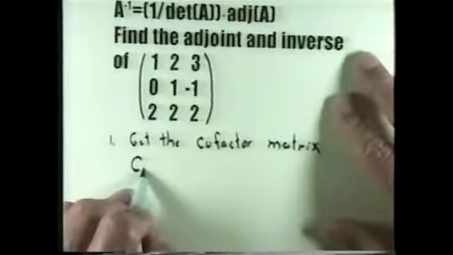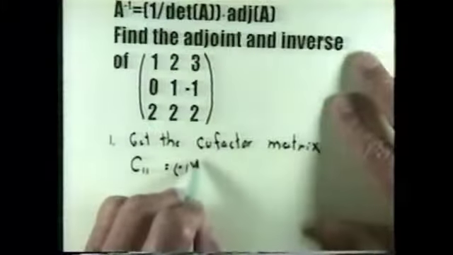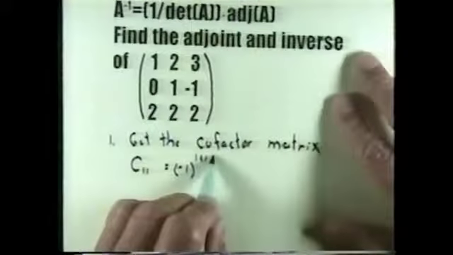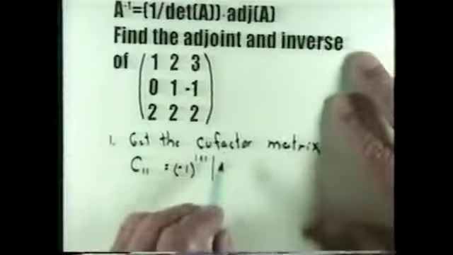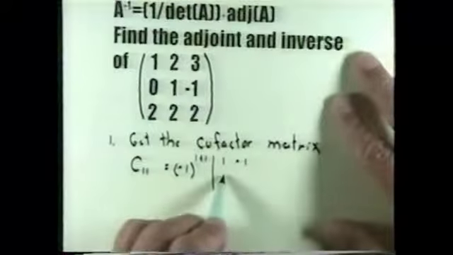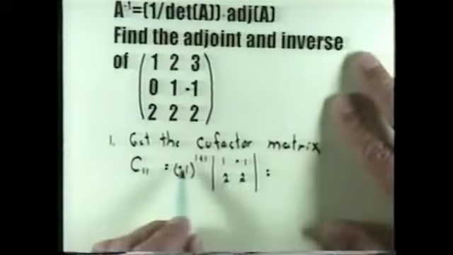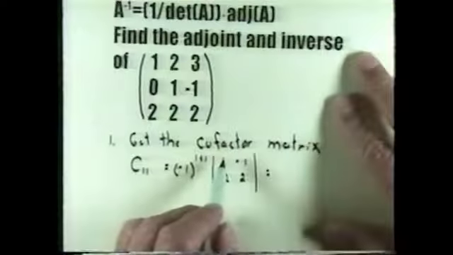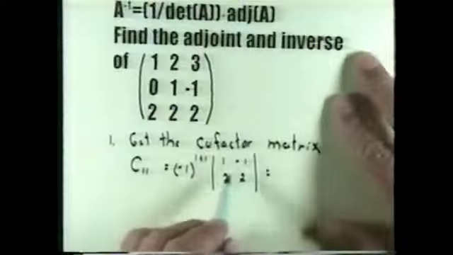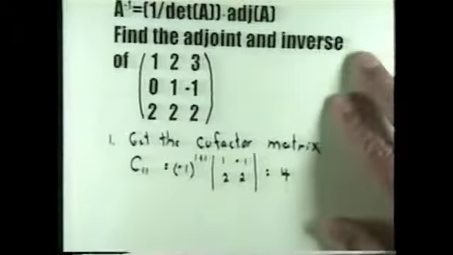Well, C of 1, 1 is going to equal -1 to the 1 plus 1 times the determinant with row 1 and column 1 removed. So that leaves us with 1, -1, 2, 2. Now -1 to the 1 plus 1 would be -1 squared, which is positive. And then the determinant, that would be 2 minus a -2, which would be 4. So C11 is equal to 4.